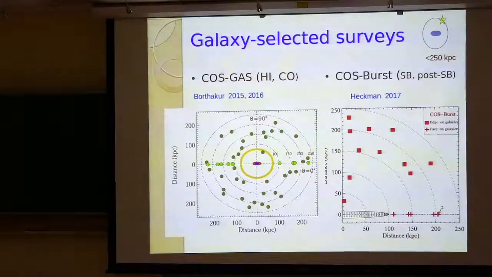And similarly, the COS-Burst is also a very nice experiment by Tim Heckman. So there you select starbursts with extreme D4000 properties. So you know they're post-starbursts or extreme starbursts. And you look at the properties in the CGM with COS again, when you can find a pair of a quasar passing nearby. But again, it's very difficult to find that quasar nearby a galaxy in the first place. So in this particular case, it's a bit more difficult with starbursts. And the impact parameters are also very large.